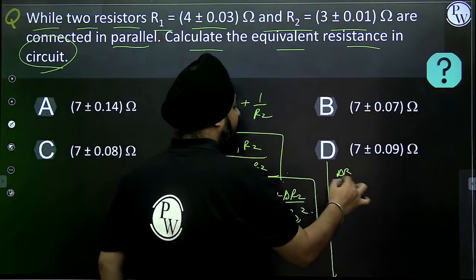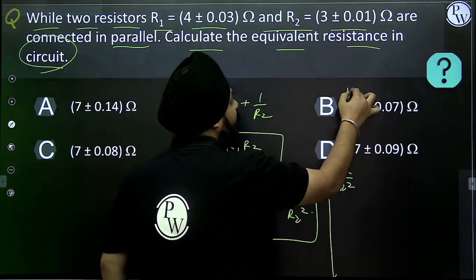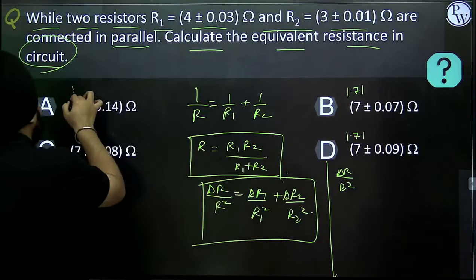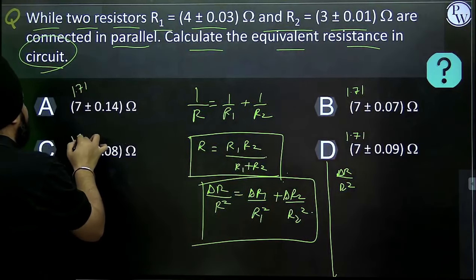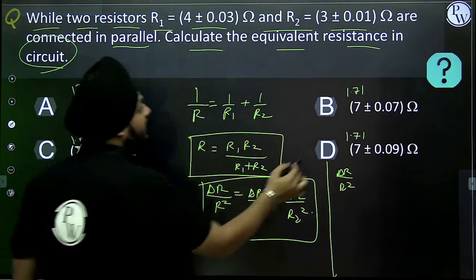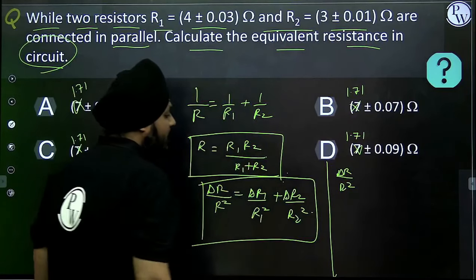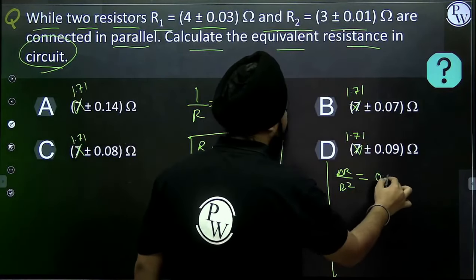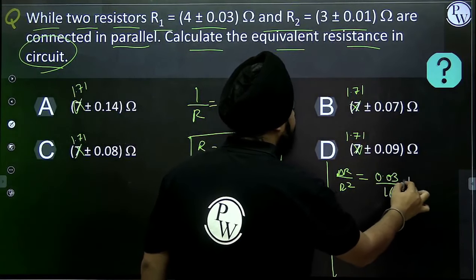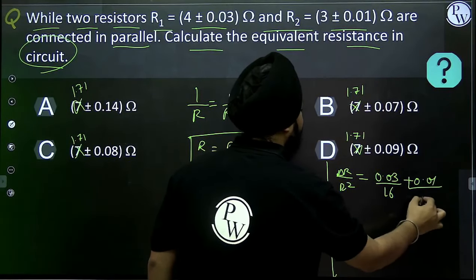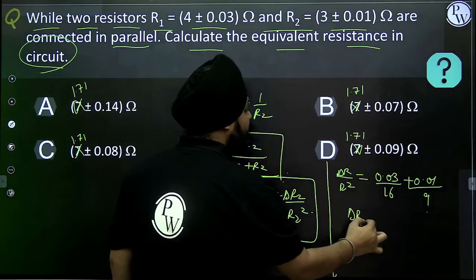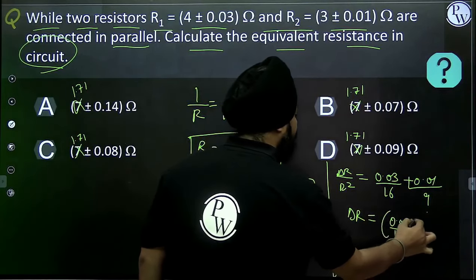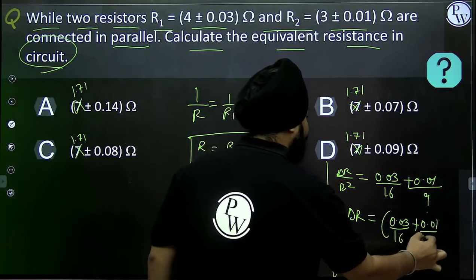So delta R by R square, there is one error here. We are having the value of 1.71 and 1.71. Okay, there is one small error. So delta R by R square is delta R1, which is 0.03, divided by 16, plus 0.01 divided by 9. So here the absolute error will be 0.03 divided by 16 plus 0.01 divided by 9, into R square.